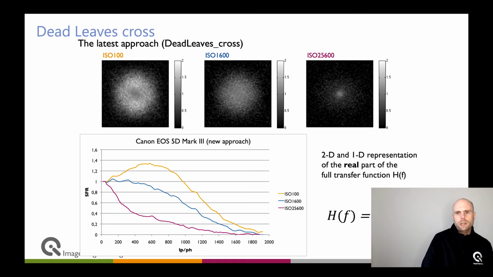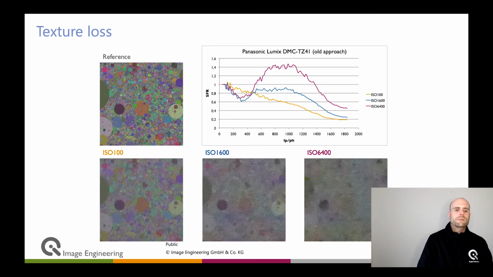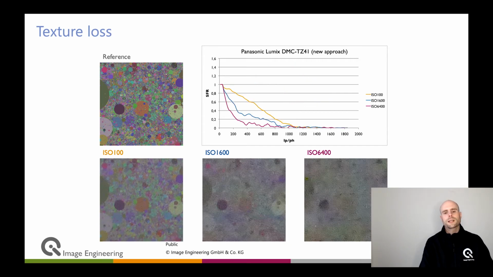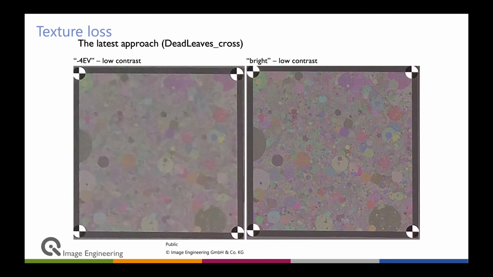In the calculation, you have a two-dimensional transfer function, and then we can take the real part of it and make it one-dimensional, and that gives us the SFR. So the examples you have seen before were the old approach, and this is the new. You see much more intuitive, correct results with the dead leaves cross method. Also here some examples for a mobile phone camera. On the right, captured under bright light. On the left, the same target, same position in the image, just captured under low light, in terms of 1000 lux versus 60 lux.